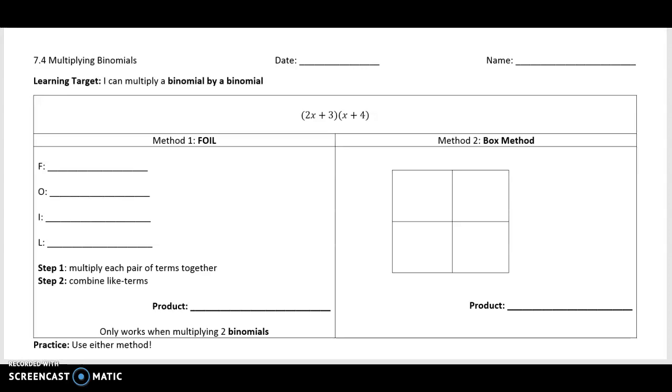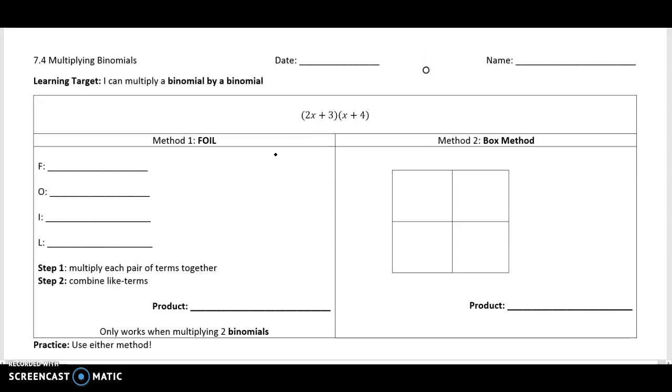What's up? Today we're just going to go through different ways to multiply a binomial by a binomial. So binomials we know are two terms in a polynomial. So both of these are binomials because they have two terms in them. So multiplying them together, there's two methods.